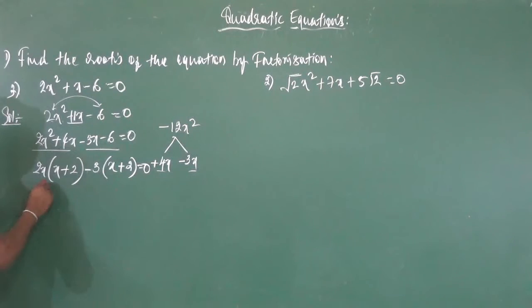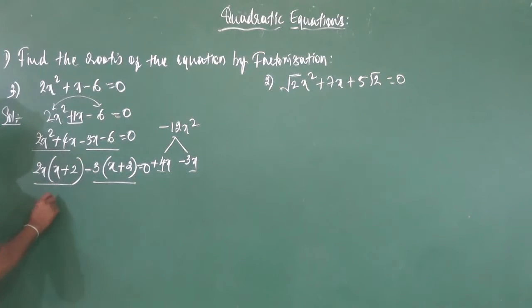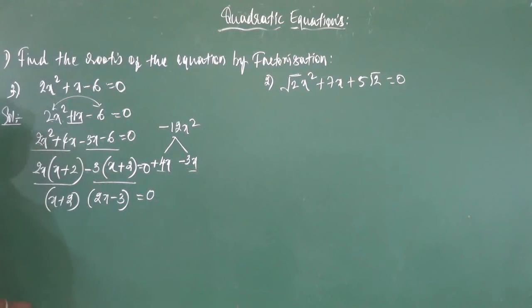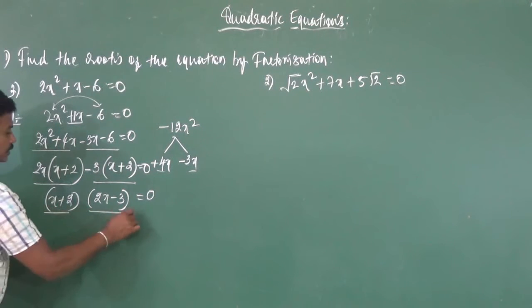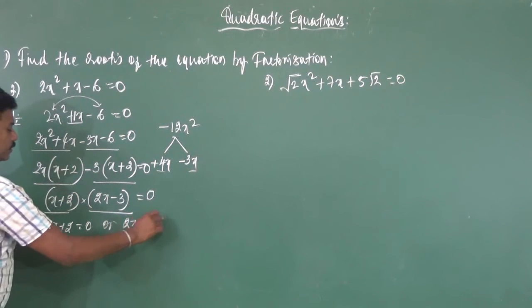Now, out of these two terms, see what you get as common. So you can get x plus 2 as common here. If you take x plus 2 as common, we are left with 2x minus 3. So write it inside brackets. Is equal to 0. Okay. So this into this is equal to 0. Therefore x plus 2 is equal to 0, or 2x minus 3 is equal to 0.